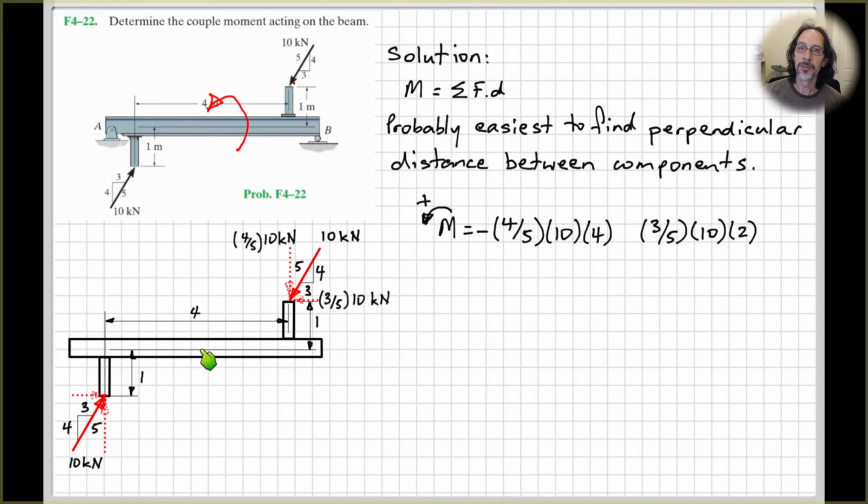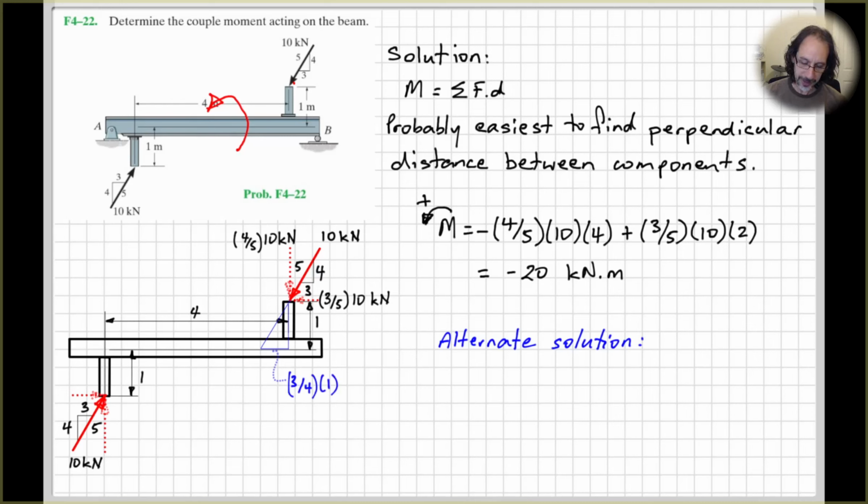So if we take moments about a point in between here somewhere, that's going to tend to rotate that anti-clockwise. So that one's a positive moment. And if we put all that into our calculator, we get minus 20 kilonewton meters. So alternatively, we can do something else.